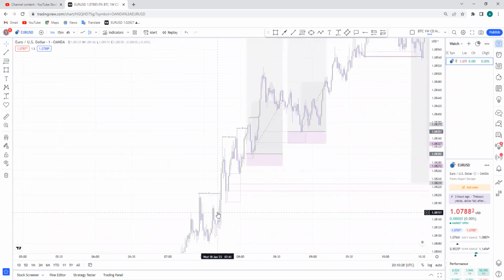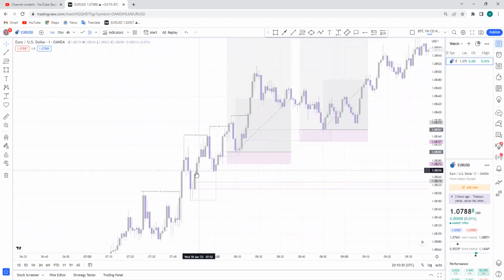Price came back to mitigate. And what does price mitigate here? It is this area of transaction, or this area, something that happened in this area. So from here to here, we have something that will occur. So price mitigated this area of transaction and went up, created another high.